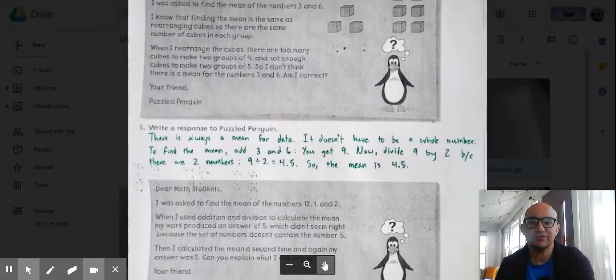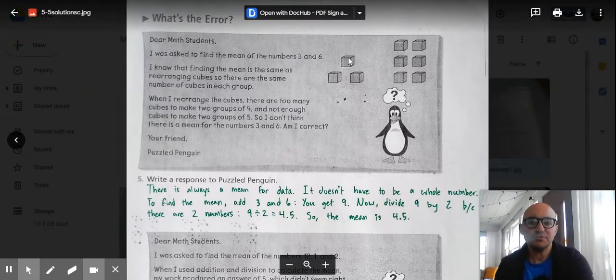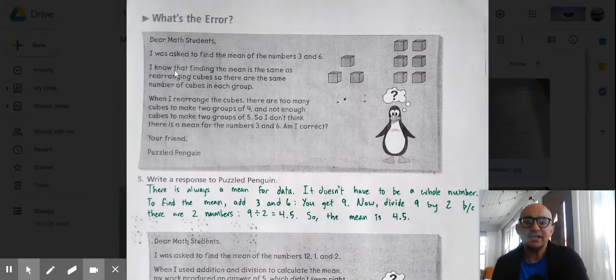We'll look at the first problem here. He's got these 3 blocks in this group and 6 blocks in this other group. Let's read what he's got going on. He's asked to find the mean of the numbers 3 and 6, and he's got them represented there. I know that finding the mean is the same as rearranging the cubes, so there's the same number of cubes in each group. So far, as I'm reading this, so far so good. He's on the right track. His thinking is correct. It all makes sense.